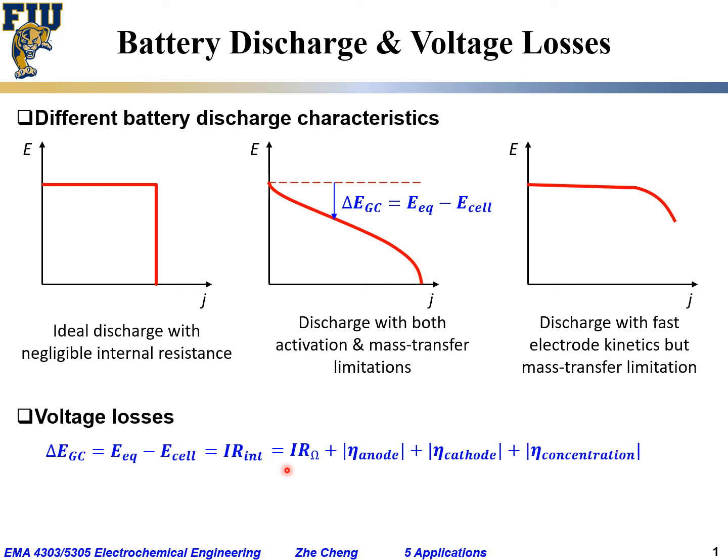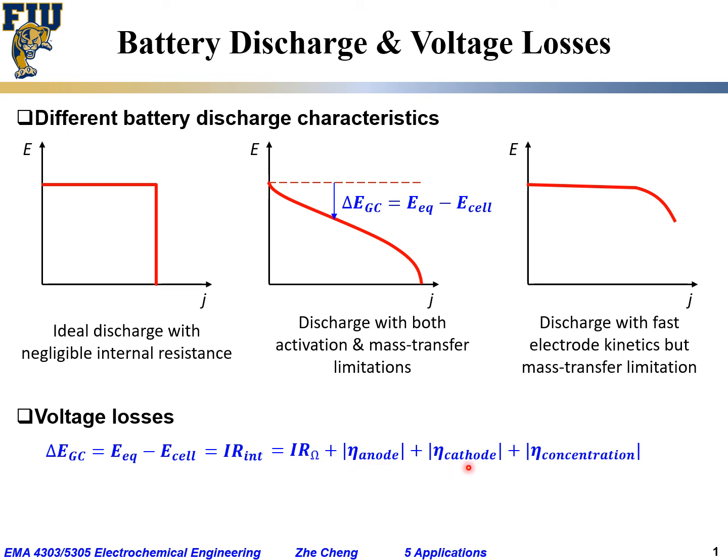And then if we examine the internal loss mechanisms, we would have different contributions. The first term would be I R ohm. R ohm represents ohmic resistance. That represents the voltage loss due to the ohmic resistance related voltage drop, and that quite often mostly comes from the electrolyte ohmic resistance loss because it's an ionic conductor.